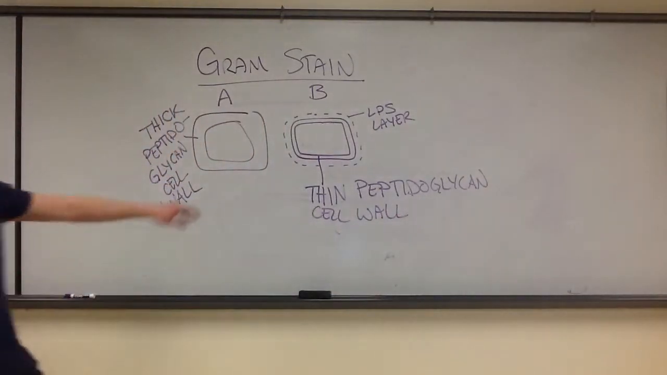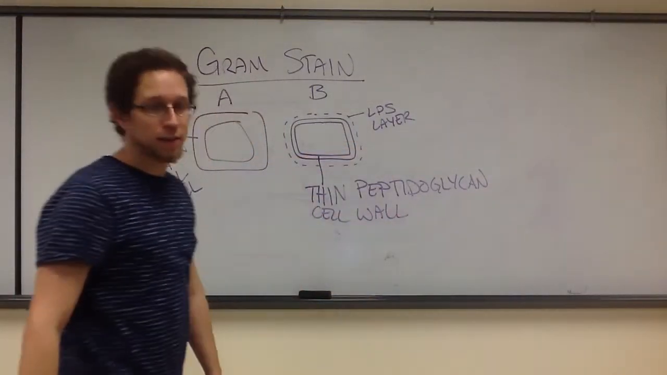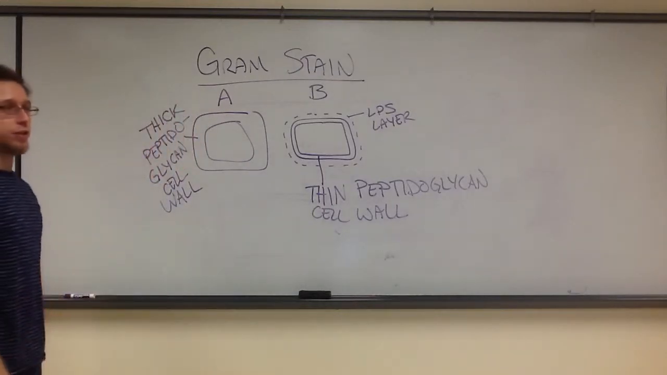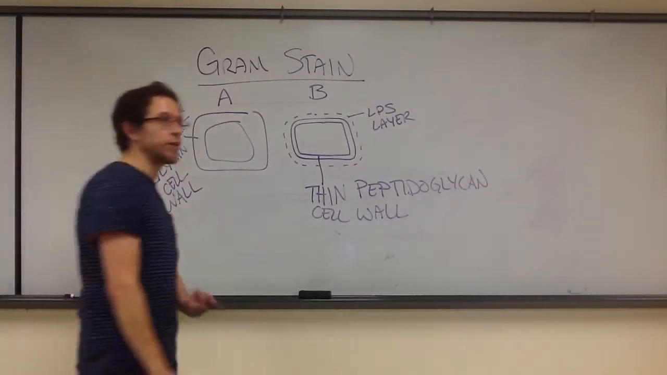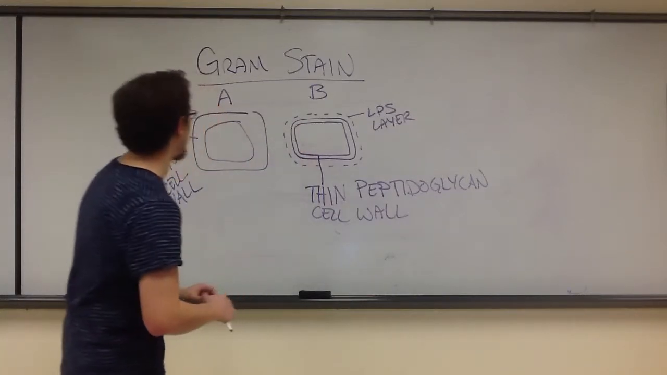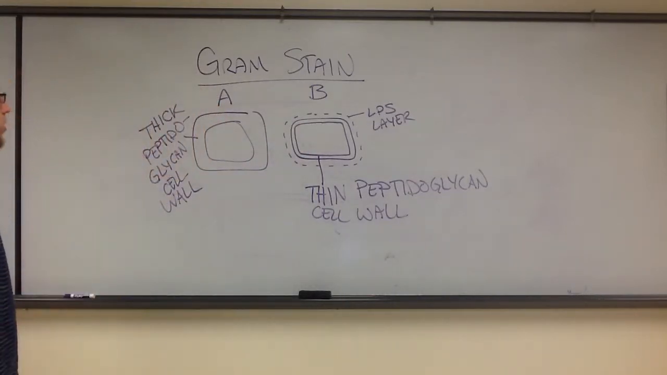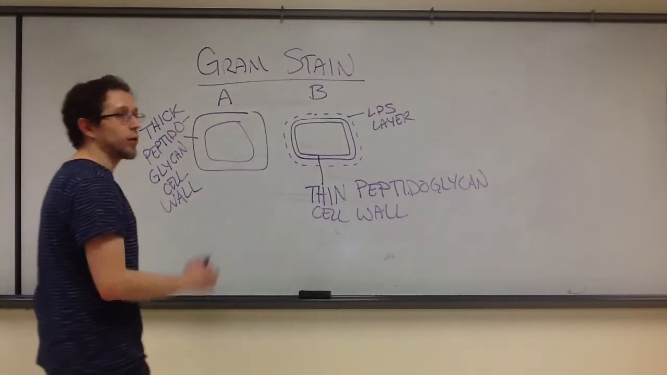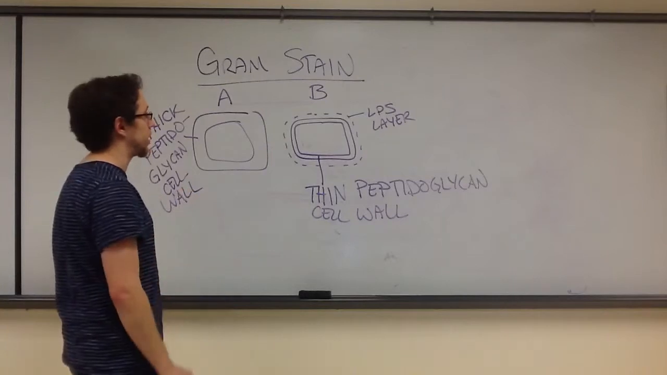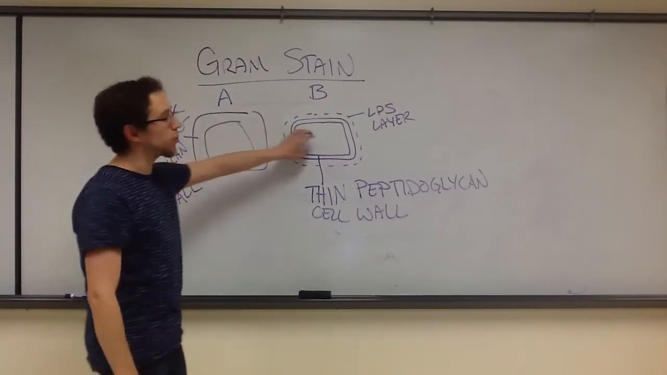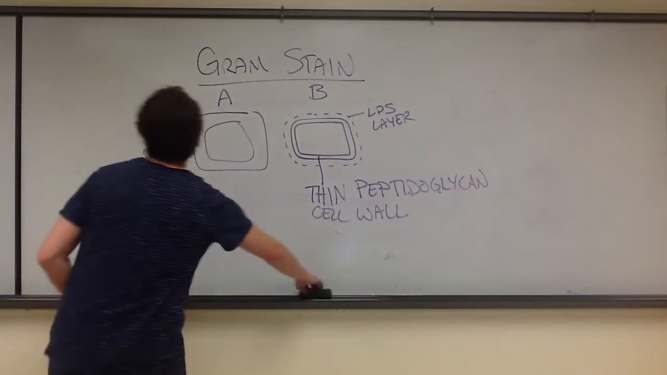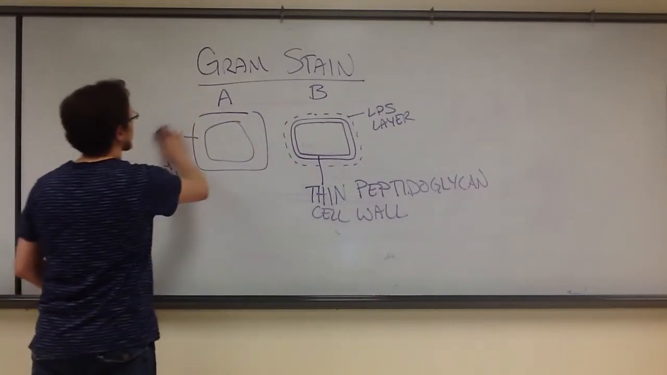Okay? But it has that outer LPS layer. All right, so our staining procedure. There are 4 primary stages of staining after you've heat fixed your bacteria to your slide. The first part of the staining procedure is going to be to add a substance called crystal violet to both types of cells. So I want you to remember the relative structures of these 2 cell types. Okay? So let's go through the protocol together.